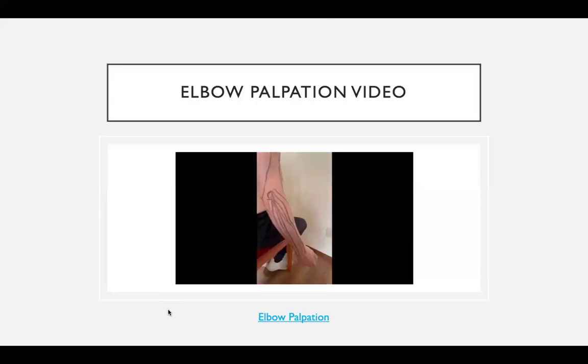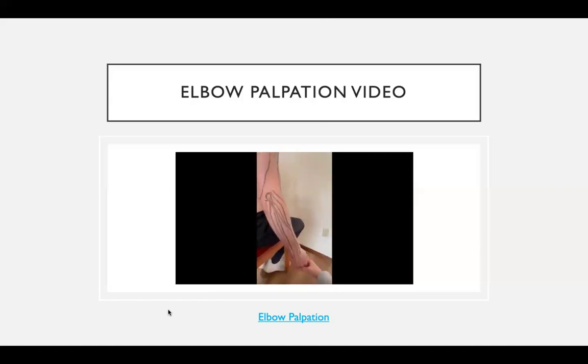Here we have the muscles of the lateral aspect of the elbow. The first one is the extensor carpi radialis longus, which runs from above the lateral epicondyle to the second metacarpal. Then we have the extensor carpi radialis brevis, which comes from the lateral epicondyle down to the second metacarpal. We also have the extensor digitorum, which comes from the lateral epicondyle down in between the ulna and the radius and to the fingers. This helps extend the fingers.